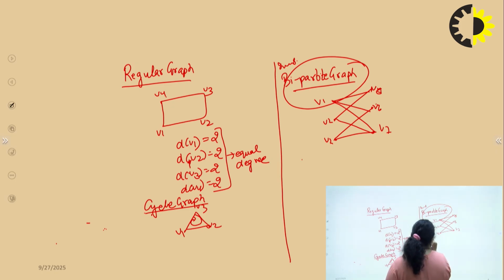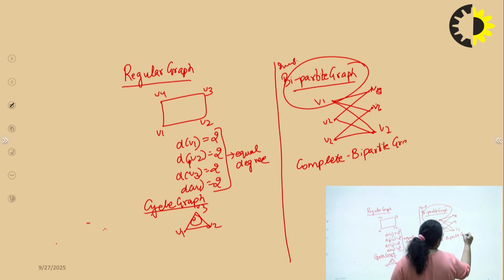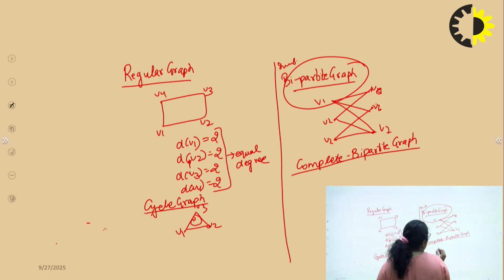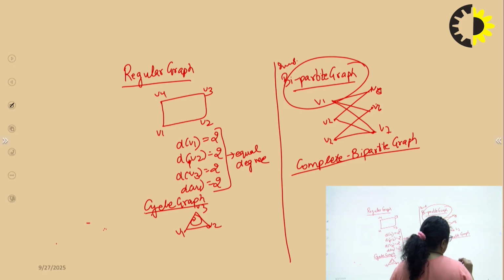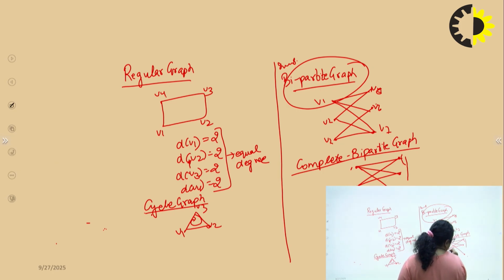Next is a complete bipartite graph. A graph is partitioned into two vertex sets, two subsets, and every vertex is connected to every vertex of the other subset, like this. This is a complete bipartite graph.